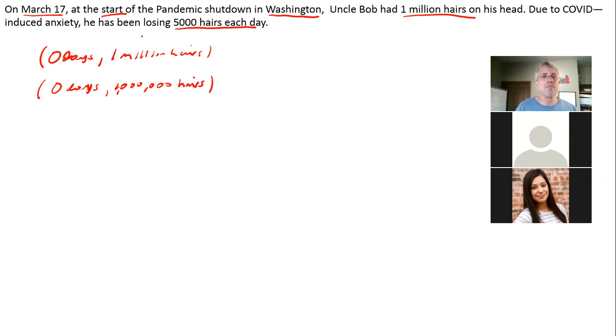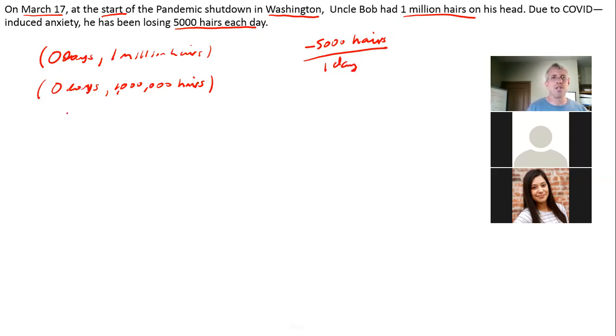But I've been clearly given the vertical intercept, what's happening at the beginning. And then I've been losing them at 5,000 hairs per day. This is clearly a rate of change. Losing at 5,000 hairs per, there's the fraction, per each, per synonyms, per what? Per 1 day. That's a rate of change. And so I can right away construct a model from it.